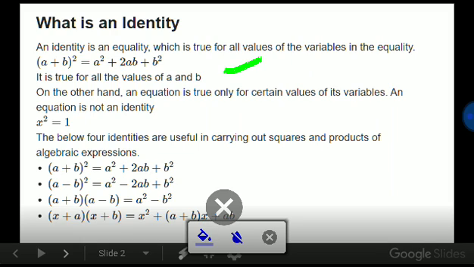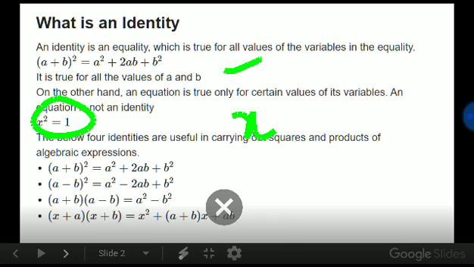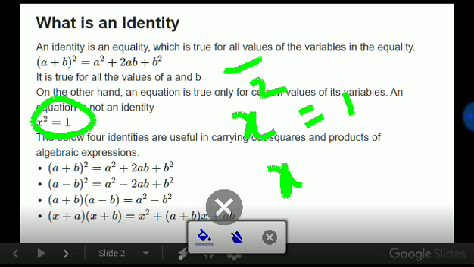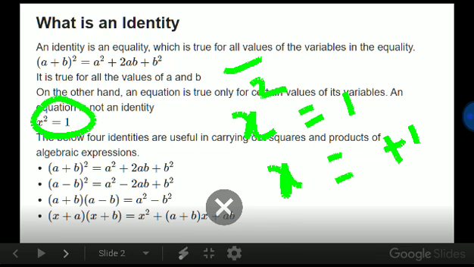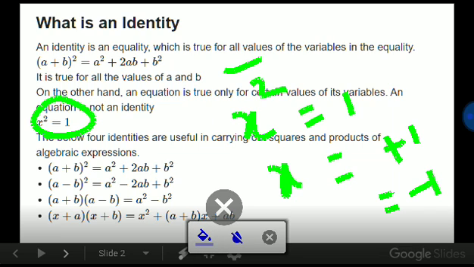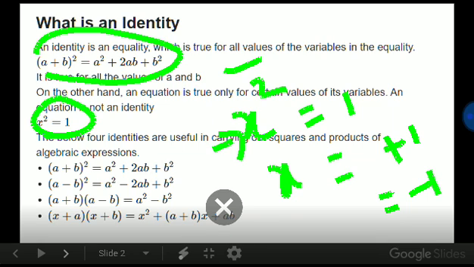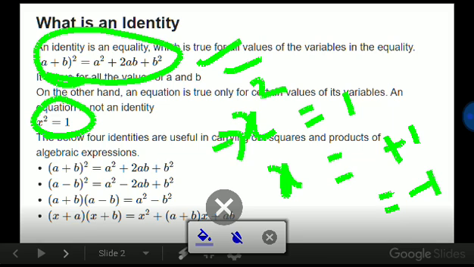Now on the other hand, an equation is true only for certain values of its variables. An equation is not an identity. For example, x² = 1. In this case, after solving it, we get x = either +1 or -1. So we are getting a certain set of values for this variable, but in an identity we can put any value and we will get the LHS and RHS equal.